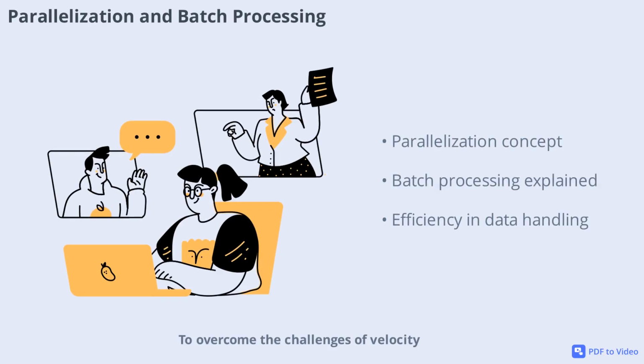To overcome the challenges of velocity, modern data platforms use parallelization and batch processing. By dividing tasks among many machines or people, massive datasets can be processed efficiently. For example, if a huge book is split among 1 million readers, it can be finished as quickly as a single person reading a small book. Batch processing further improves efficiency by grouping records and processing them together, rather than one at a time. These techniques are foundational to today's big data technologies.